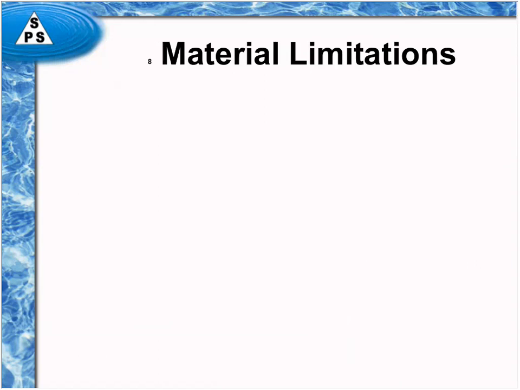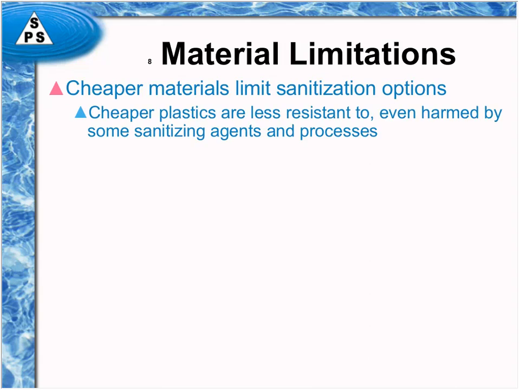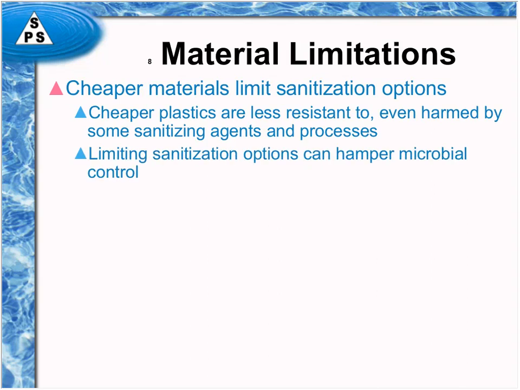Now let's get into some material limitations that are associated with sanitization difficulties. Cheaper materials will limit your sanitization options. Cheaper plastics tend to be less resistant to and may even be harmed by some of the sanitizing agents or processes that could be used for other more resistant materials. And because if you're using cheaper materials, you actually are limiting your sanitization options that you can use, and when you limit your options, you really do hamper your ability to control the microorganisms.